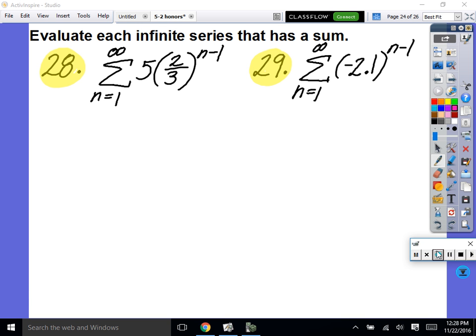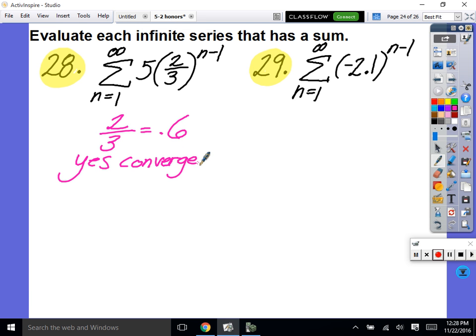And you'd say, I can find the sum of an infinite geometric, but my r, my ratio, has to be less than 1. The absolute value has to be less than 1. So what's 2/3? That's like 0.6, correct? So that is less than 1. So these are getting smaller and smaller. So this one does have a sum. So we would say, yes, it converges. Now let's actually find it.